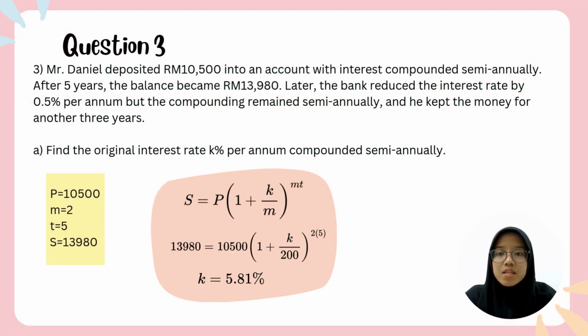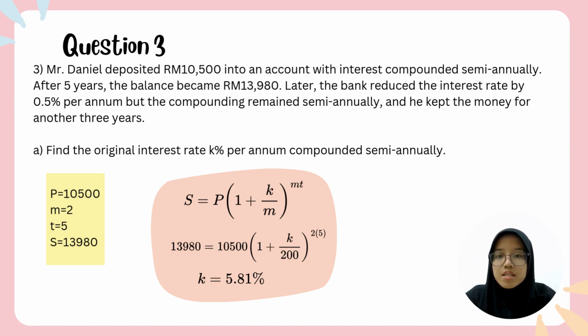Question 3. Mr. Daniel deposited 10,500 into an account with interest compounded semi-annually. After 5 years, the balance became 13,980. Later, the bank reduced the interest rate by 0.5% per annum, but the compounding remained semi-annual. And he kept the money for another 3 years. Question 3A. Find the original interest rate per annum compounded semi-annually.